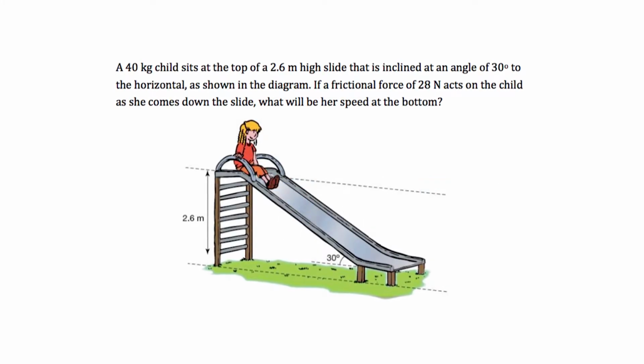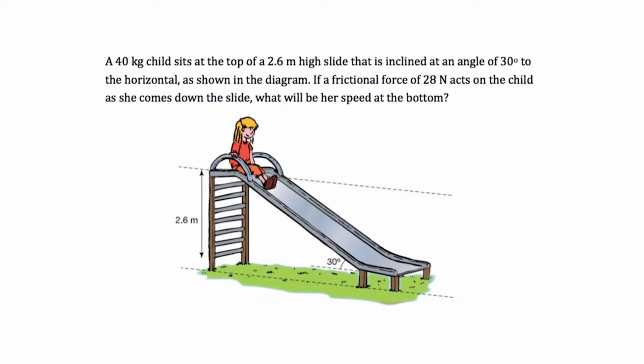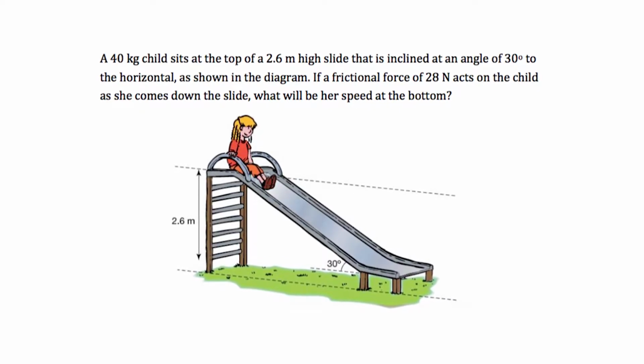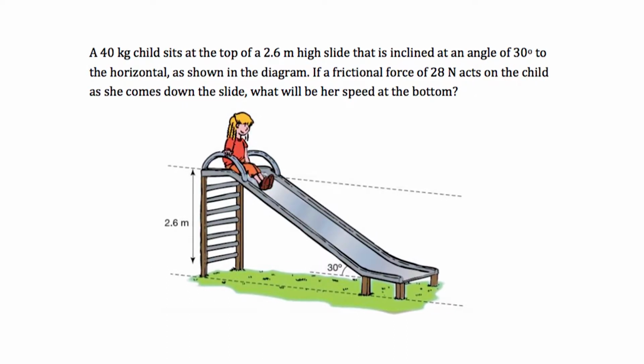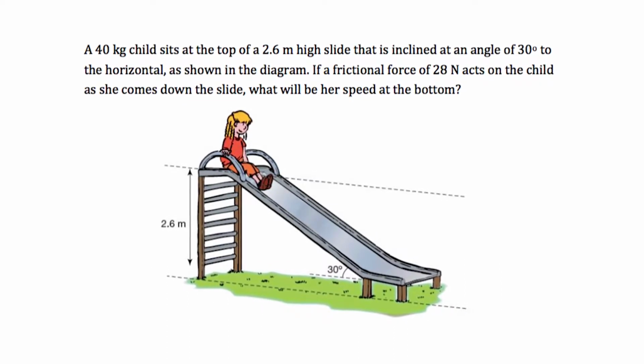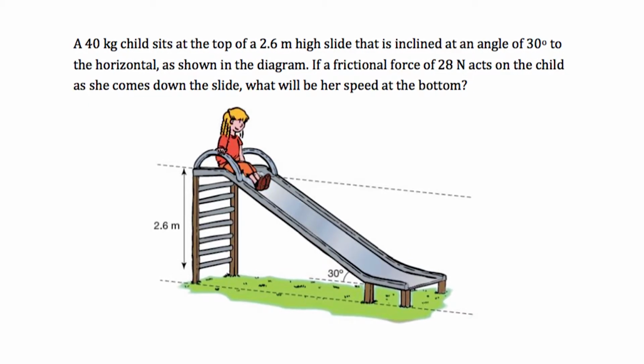So here's a little bit more of a complicated question that involves math calculations. A 40 kilogram child sits at the top of a 2.6 meter high slide that is inclined at an angle of 30 degrees to the horizontal, as shown in this diagram. If a frictional force of 28 newtons acts on the child as she comes down the slide, what will her speed be at the bottom?